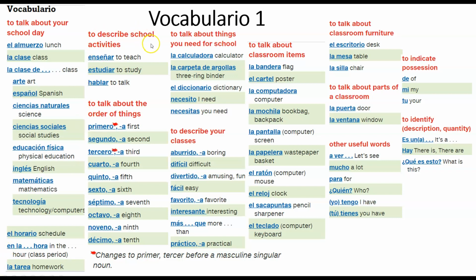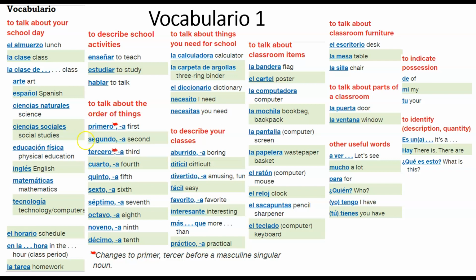To describe school activities, enseñar, estudiar, hablar. To talk about the order of things, ordinal numbers. So if you see there's little red stars here, and it goes with the rule down here. So two of them, primero and tercero, change to primer and tercer before a male single noun. So a male single object changes these to adjectives instead of counting numbers. So let's go through them.